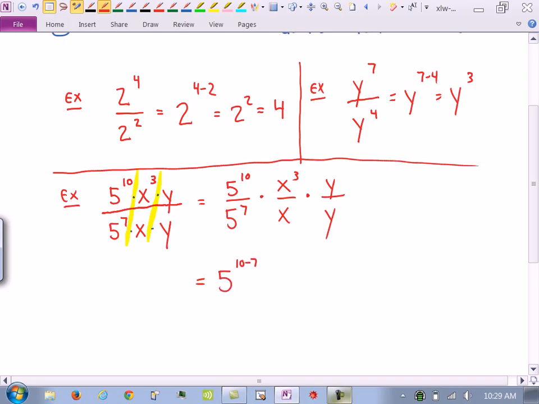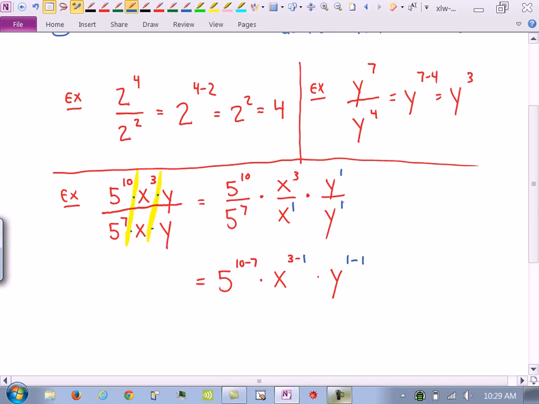I'll do that on the next line. Times, what does the x become? X to the 3 minus what? 1. Now the 1 comes from the fact that there is a 1 on this x even though we don't write it. So I have to subtract that and keep count of it. What about the y though? It's 1 minus 1. Good. Because there's a 1 on both those y's.